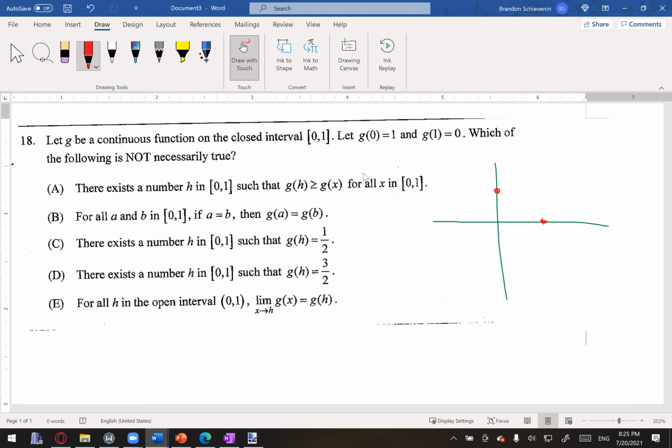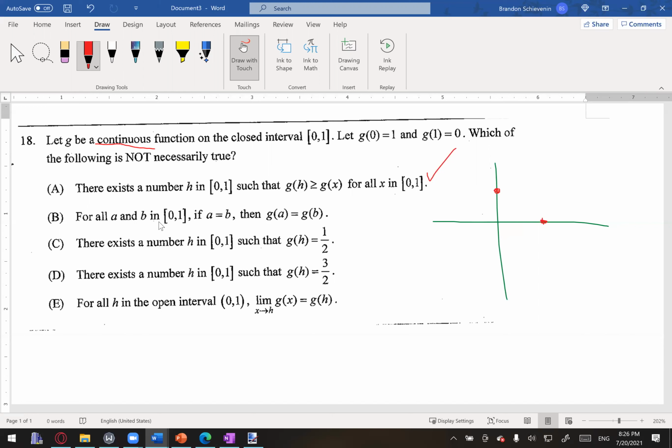I want to know which of these is not necessarily true. The first one says there is some number h such that g of h is greater than g of x for all x in 0 to 1. Another way of saying this is that there is a maximum on this interval. Is that true or not true? This one is true by the extreme value theorem because we are continuous.